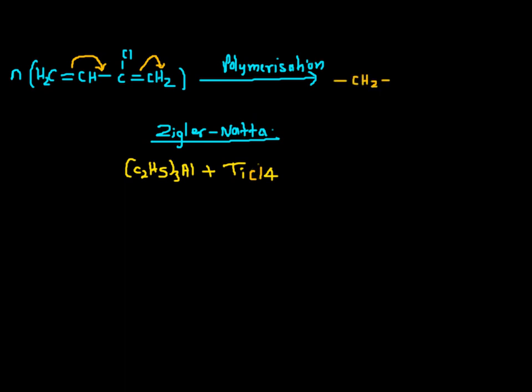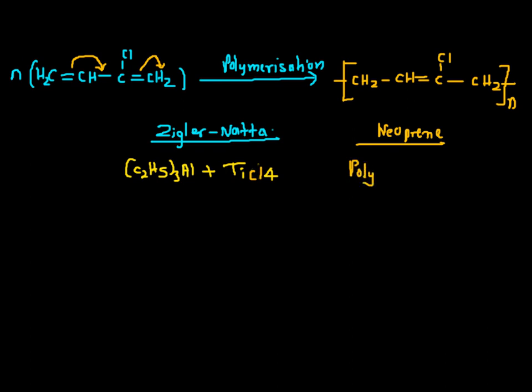CH2, CH double bond C-Cl, CH2, and this monomeric unit keeps on repeating, and this is called neoprene, or one can say polychloroprene. So by this method we prepare polychloroprene.